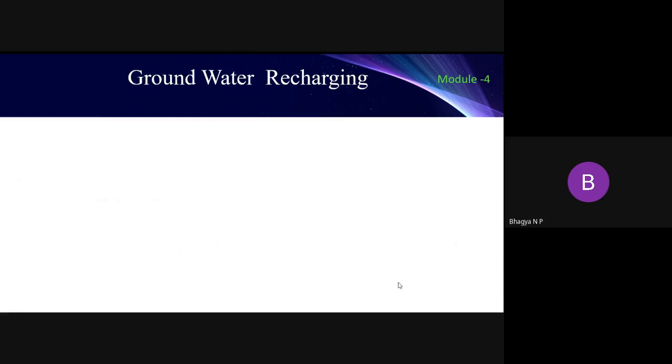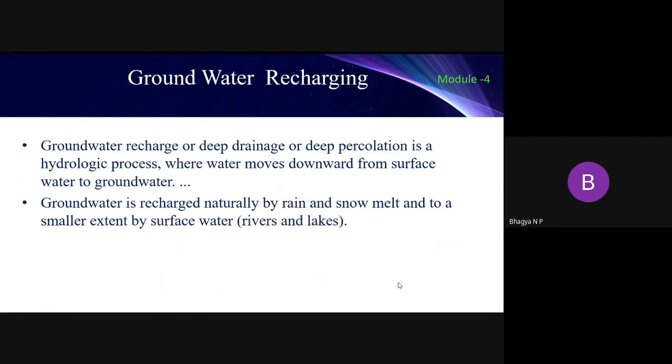Then once the groundwater depletion has happened, how do we recharge that groundwater? Recharging means filling it. Groundwater recharging is a hydrological process where the water moves downward from surface water to the groundwater. Or else the groundwater can be recharged by rain. If the water is recharged by rain, that is a natural process, not a man-made process.